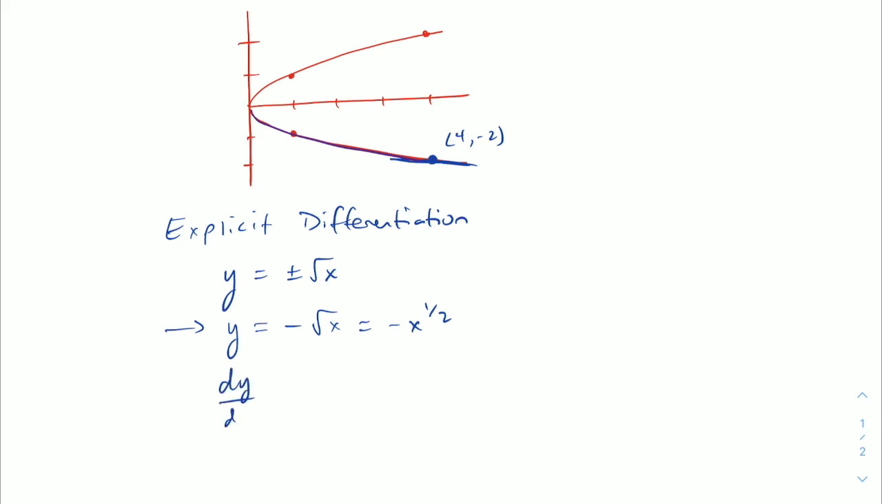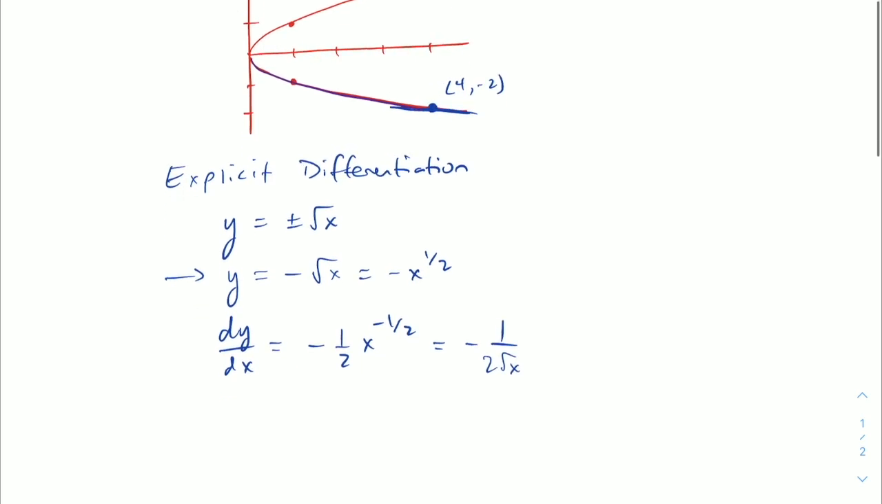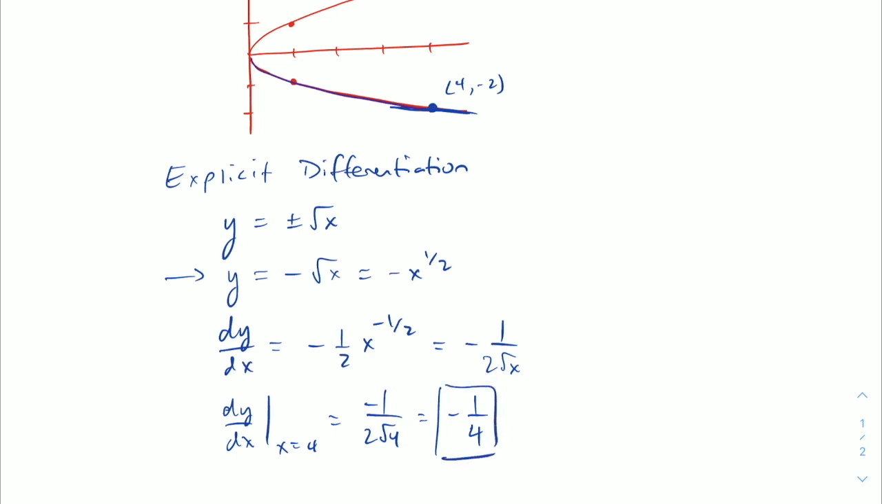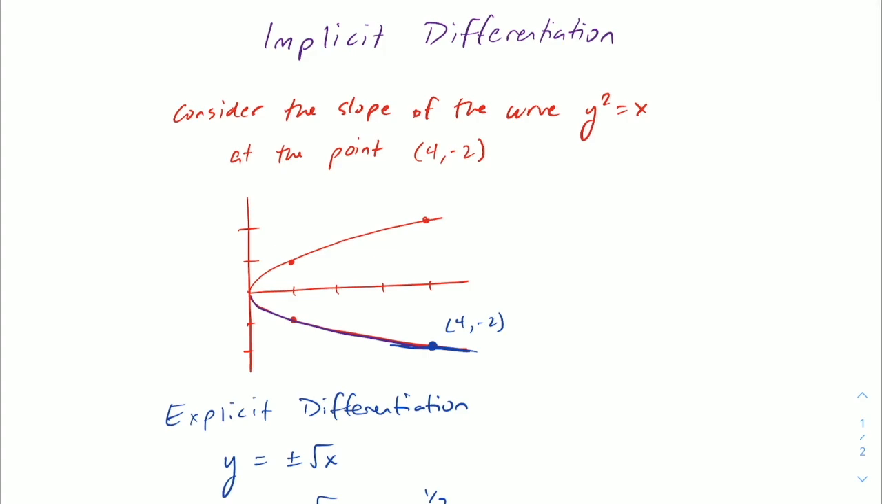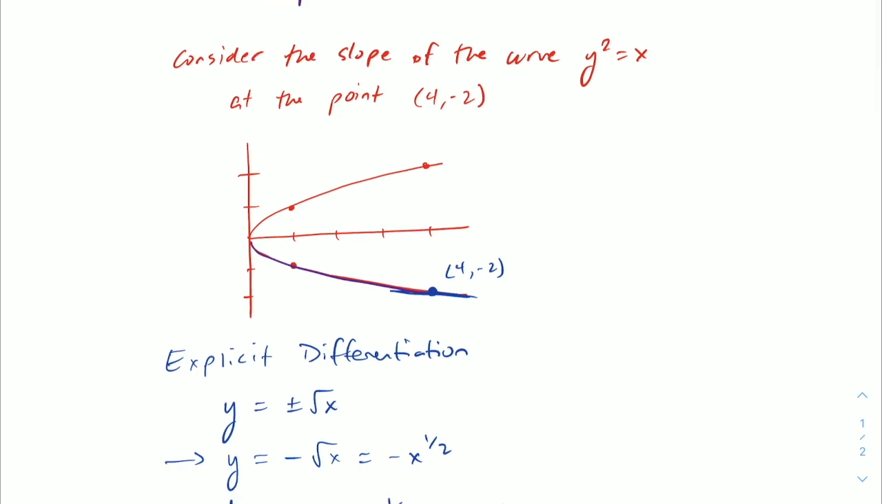So dy/dx equals -1/2 x to the -1/2, or -1/2 over the square root of x. And then we can put the point (4, -2) in. When x is 4, this is going to be -1/2 over root 4, or -1 over 2 times 2, which is 4, or -1/4. Okay, so that's called explicit differentiation. This y squared equals x curve is not a function, but we can find a function from it and then differentiate that function to find the slope.